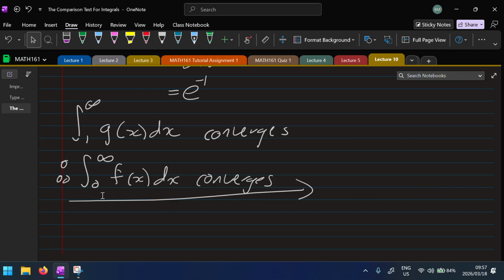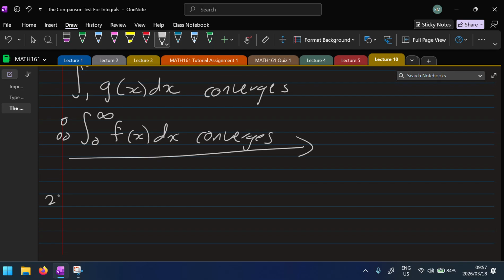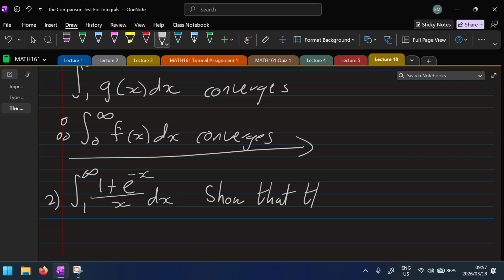Okay. Example 2. That'll be the last one for today. So we have the integral from 1 to infinity of (1 plus e to the minus x) over x dx. Okay, so we have this integral. The question: show that it diverges. Yeah, and again, that's our hint, diverges.